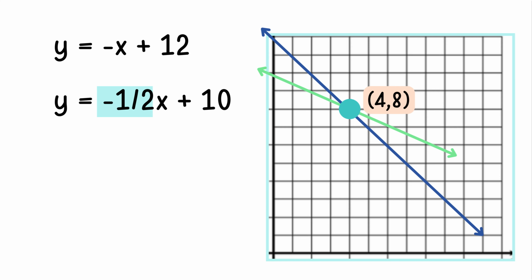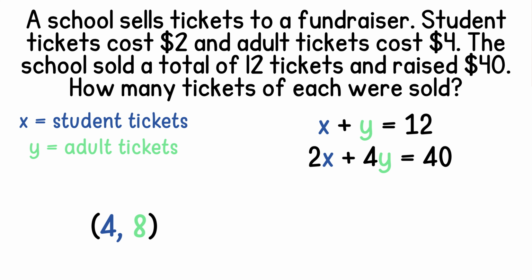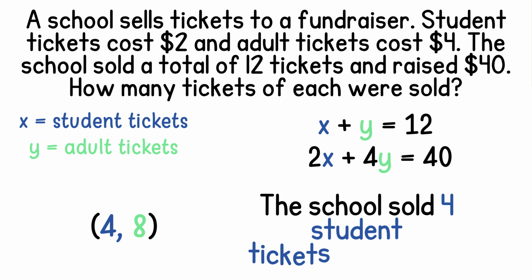Our intersection of these two lines happens at the point 4, 8. So the point 4, 8 in this problem tells us that the school must have sold 4 student tickets and 8 adult tickets. Now let's recap what we've learned.